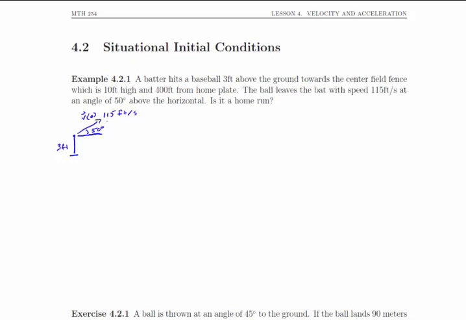And there's no three-dimensional component to this. It's not worrying about an angle to the left or right. It's going straight back towards the center field fence. So I don't have to worry about all three dimensions. But we know that the fence is 400 feet away and that the fence is 10 feet high. And please note, this is not to scale by any means. This is horrible as far as scale goes. But it has all of the information included here.